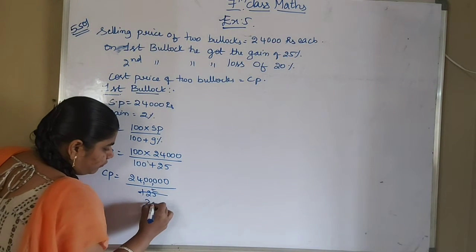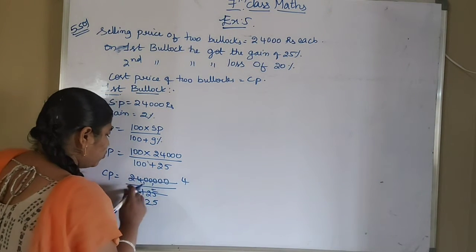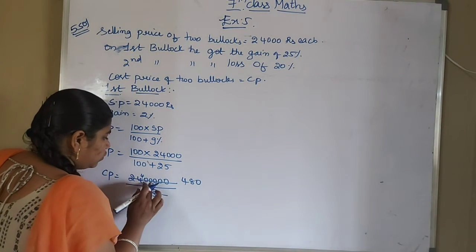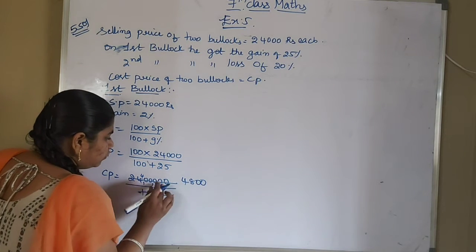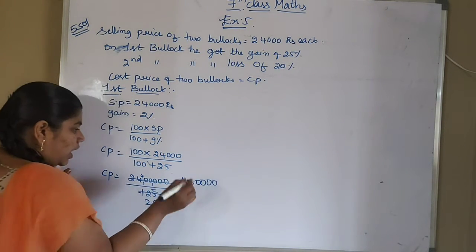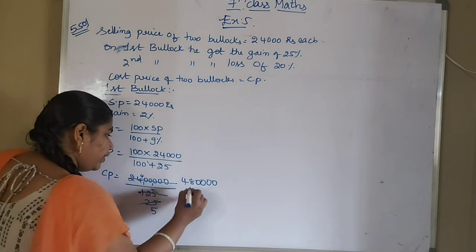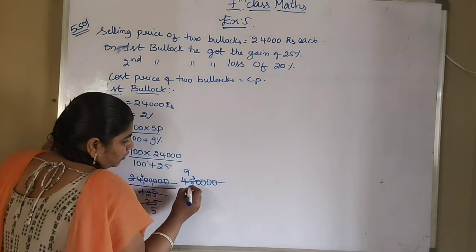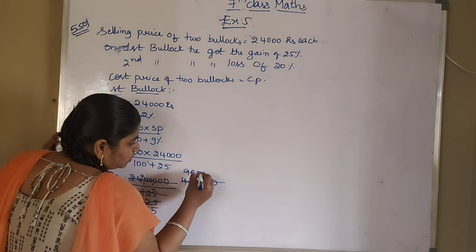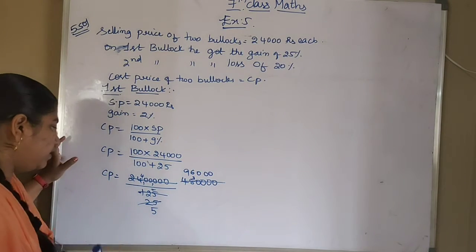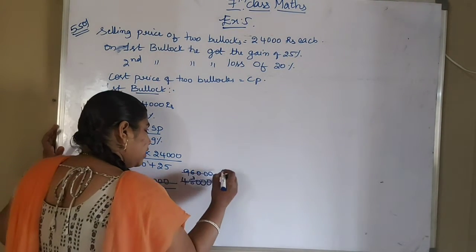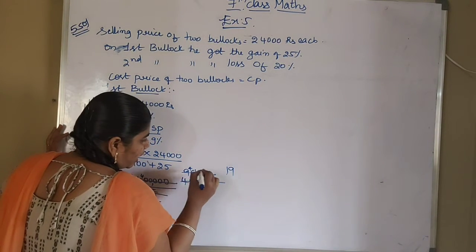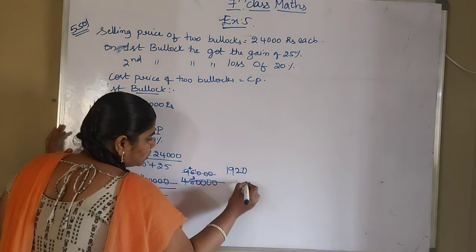5 2s are 10, 5 5s are 25, 5 4s are 20, 4 will be remaining, 5 8s are 40, 5 zeros are 0. Again in the 5 table, 5 5s are 25, 5 9s are 45, 45 means 3 will be there, 5 6s are 30, 5 zeros are 0. Again in the 5 table, 5 1s are 5, 4 will be remaining, 5 9s are 45, 5 2s are 10, 5 zeros are 0.